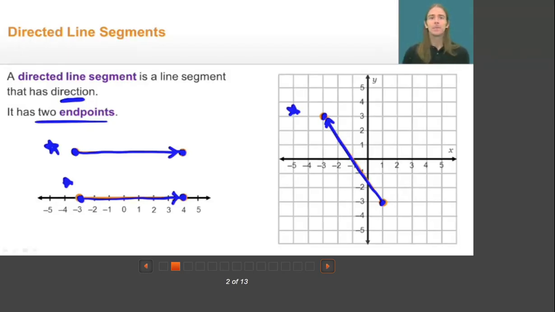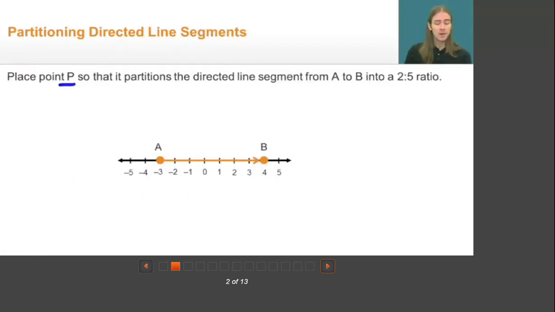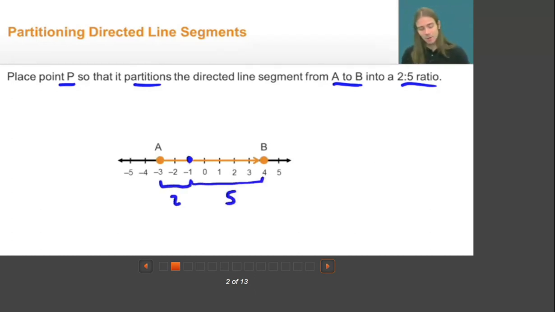Let's see an example. Here we're asked to place point P so that it partitions the directed line segment that goes from A to B, and we want it to be in a 2:5 ratio. So what we need to do here is place a point somewhere along that directed line segment that makes it so that the length of the line segment on the left has 2 units to it, and on the right, we want it to have 5 units, just like that point that I drew. So we can call that point P.